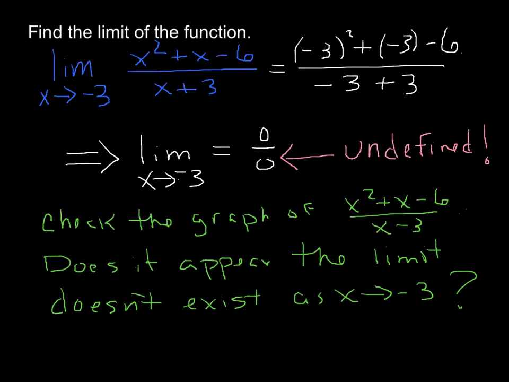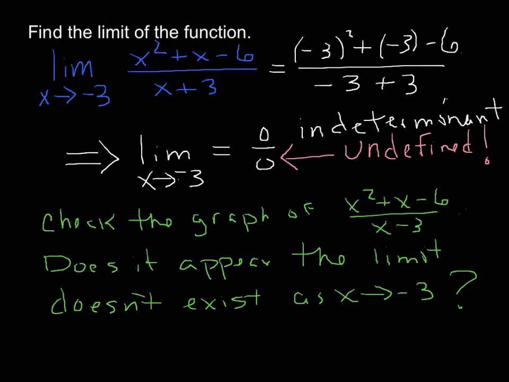All right, we want to find the limit of the function x squared plus x minus 6 divided by x plus 3 as x approaches negative 3. Okay? So if we think of it as a rational function and we substitute in the negative 3, we'll notice that we get 0 over 0. Dividing by 0 is undefined, or what we sometimes call an indeterminate form. Okay? So that's not going to work.